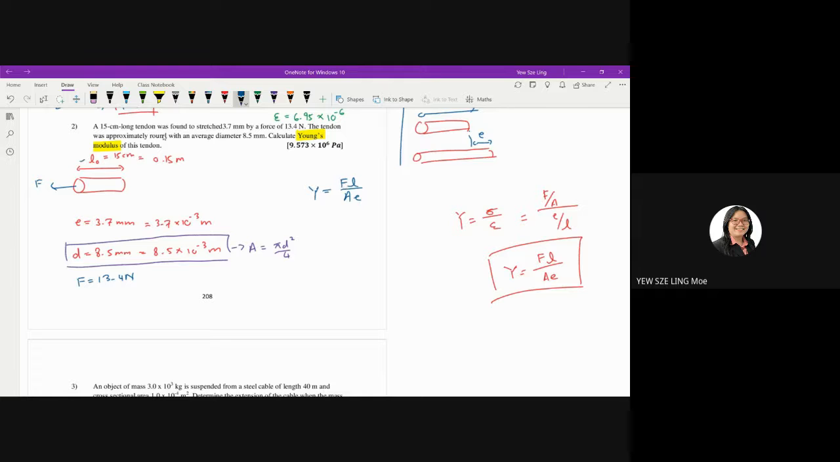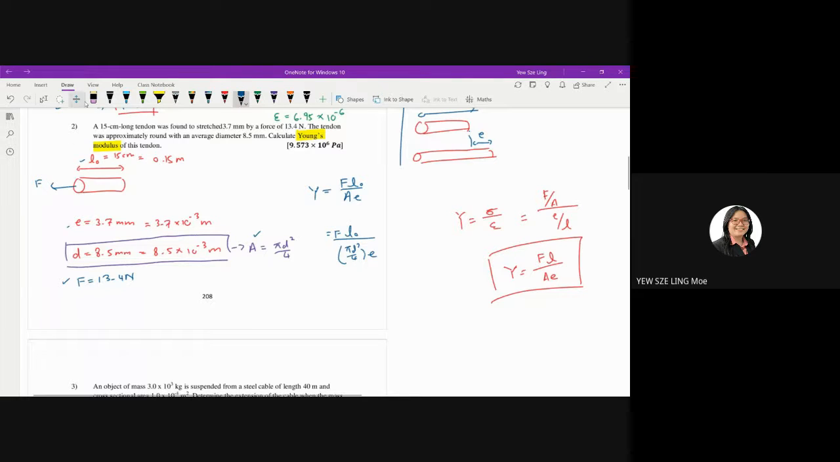We are given L naught. We are given elongation. We are given the diameter for us to calculate the surface area, and then we have the force. Therefore Young modulus is equal to F L naught over pi d square over 4, and then times E.